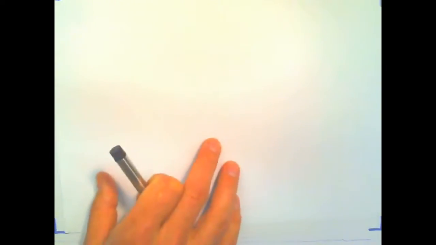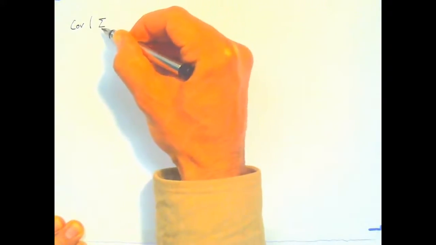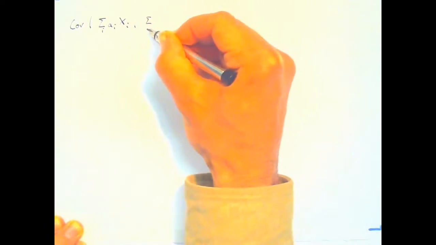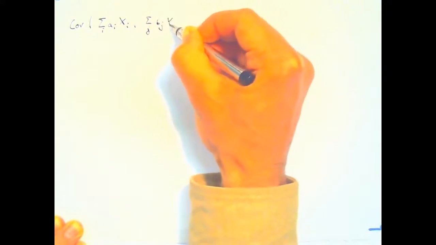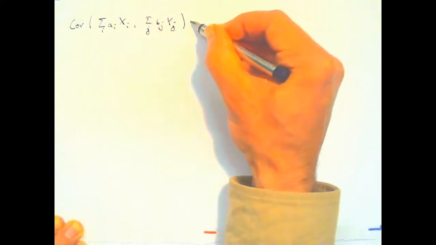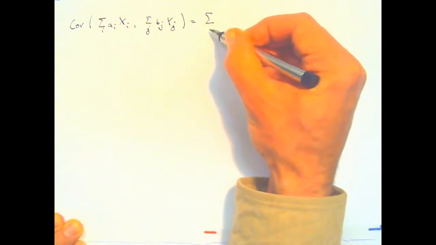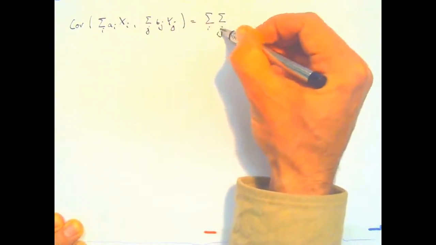Then let's look at how these things transform. So if I have the covariance of a linear combination of random variables with weighting coefficients a_i and b_i, then by looking at the definition, you will see that you can write this as follows.